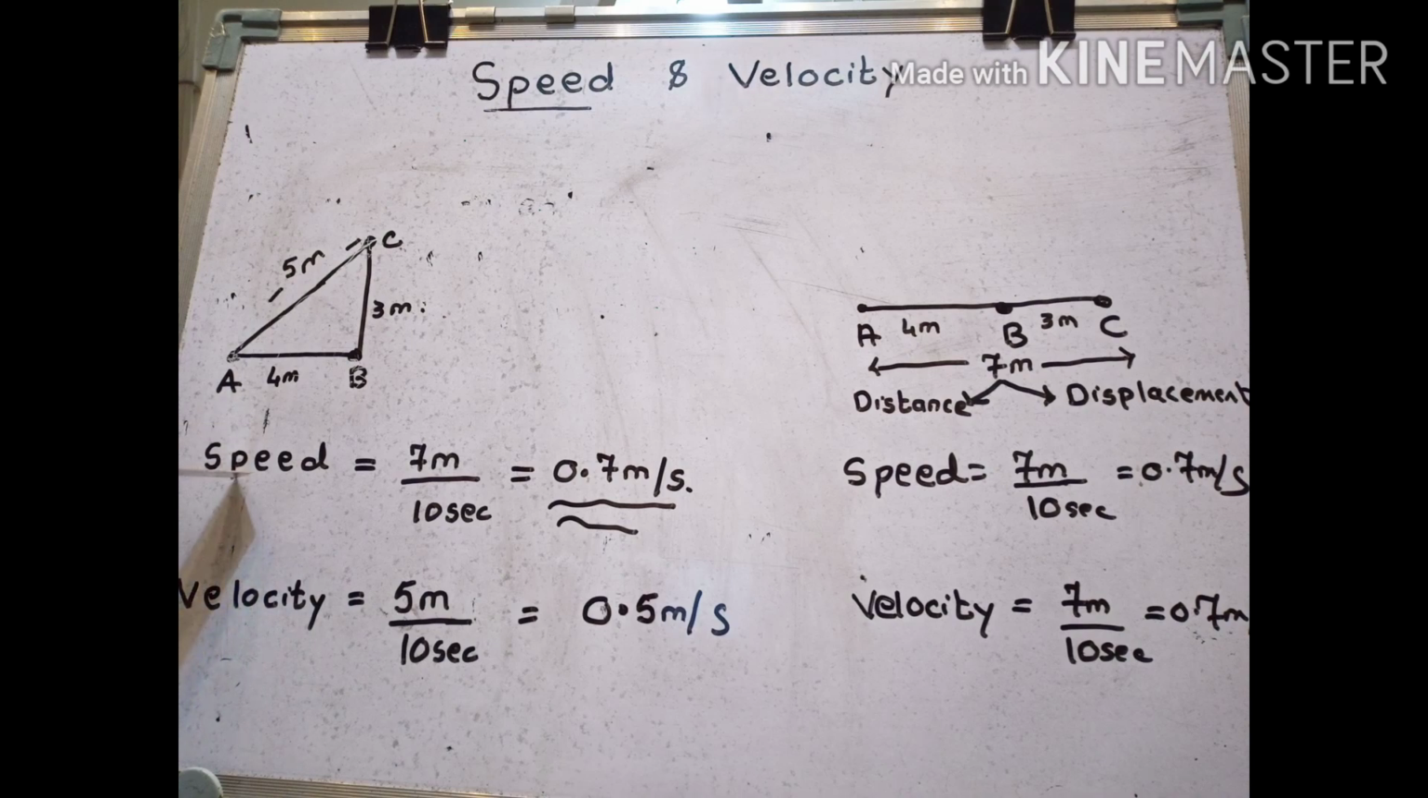Now speed is distance upon time. So distance is 4 plus 3, 7, upon the time taken, which is 10 seconds. So speed is 0.7 meter per second. Now let us look at velocity. Velocity is displacement upon time. I told you this is the displacement, the shortest distance between A and C. So 5 meters divided by 10 seconds is 0.5 meter per second.